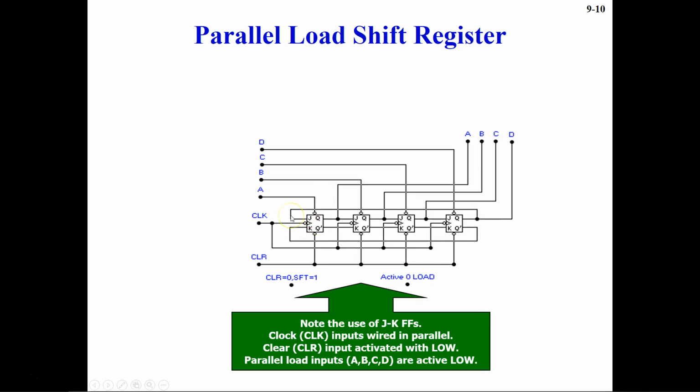So note the use of JK flip-flops, clock input wired in parallel, so we already know that, and clear input activated with low. So clear will be activated when you give 0 and deactivated when you give 1. Parallel load inputs A, B, C, D are active low.